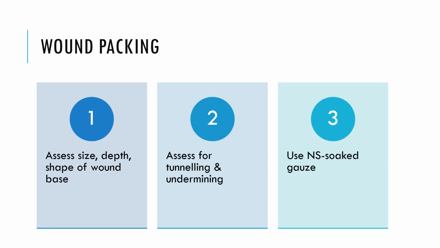The very important thing is do not use multiple small pieces. If there is an undermining, do not use small pieces, because you could miss a piece and it could get lost in large wounds. So try using one single piece. If you think you need lots of packing and you do not have enough, you can tie two gauze together to make one strip, and make sure you chart how many pieces you used.